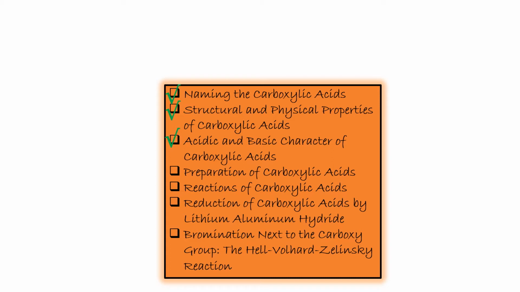Today we will continue on chapter 7, Carboxylic Acid. In the previous lecture, we covered the following topics: naming the carboxylic acid, structure and physical properties, and acidic and basic character of carboxylic acid. Today, we will talk about preparation of carboxylic acid.